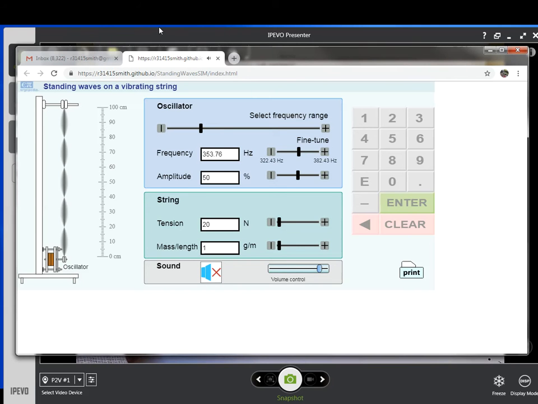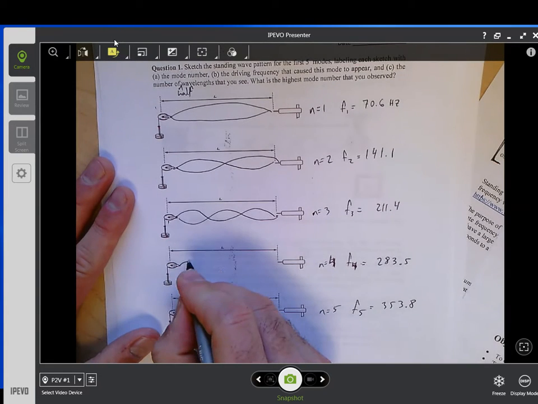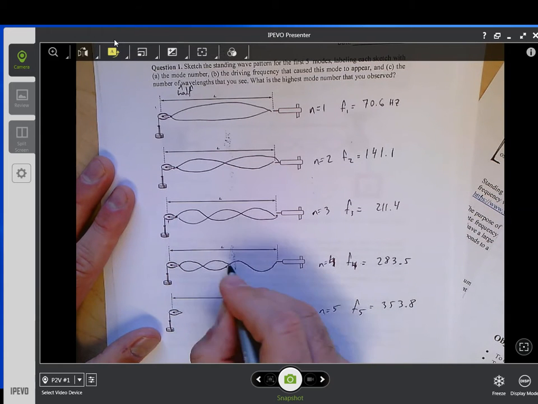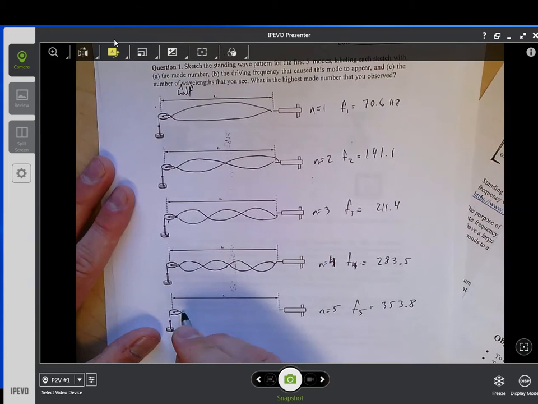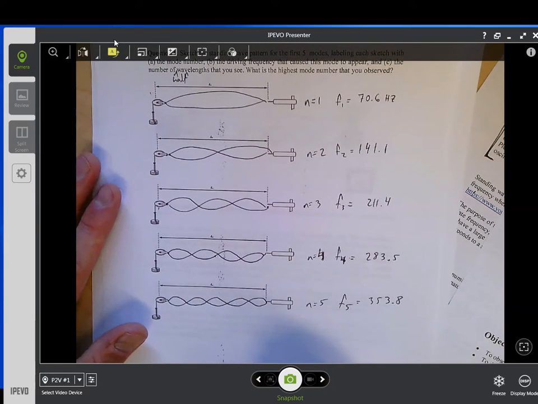Okay, so I'll turn off the annoying sound, go back to the sheet here. So our n equals 4 mode had 4 half wavelengths that fit into our diagram there. This one's going to be a little trickier to draw. So 1, 2, 3, I think I got it right. 1, 2, 3, 4, 5. Bingo. So I had 5 half wavelengths that fit into that.